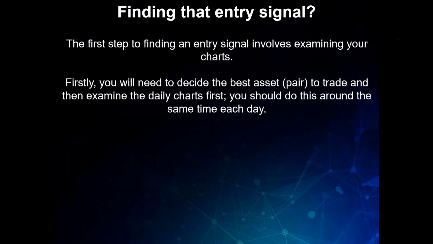So firstly, you would need to decide the best asset pair to trade and then examine the daily charts first. You should do this around the same time each day. Say you like to trade Aussie, or dollar yen, or gold, and each morning at New York close, it's always good to assess what the markets did in New York. Whether you're looking at a 4 hour or 1 hour, I start with a daily because I like to see what the pattern tells me and then go forward from there.